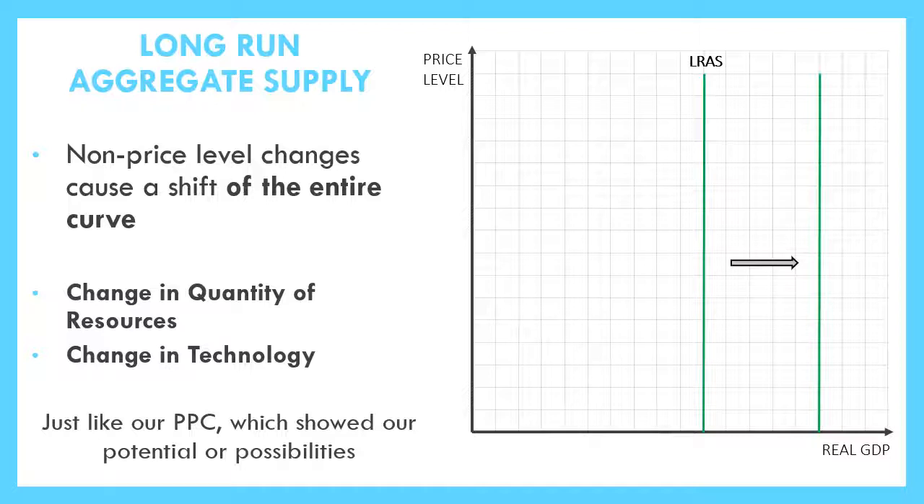But this is also very similar to our production possibilities curve. Because if you remember, our production possibilities curve showed us what was possible when we were being fully efficient with all of our resources, in the same way that our long-run aggregate supply curve does.